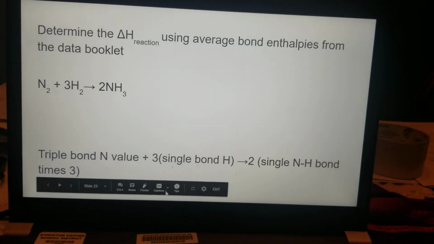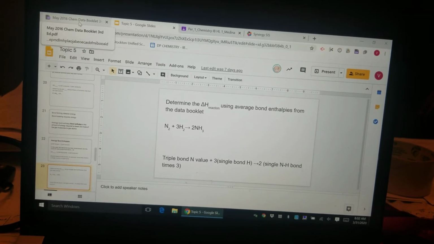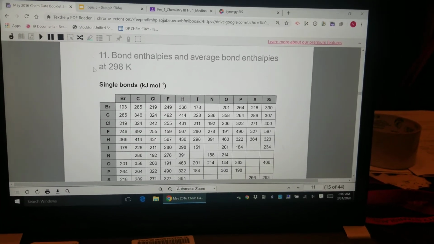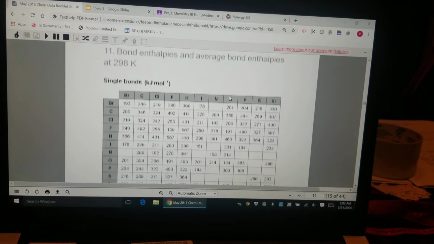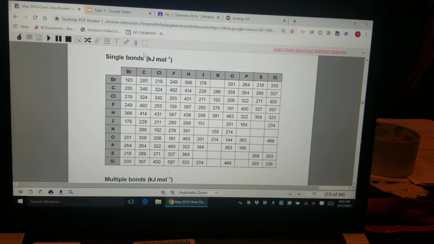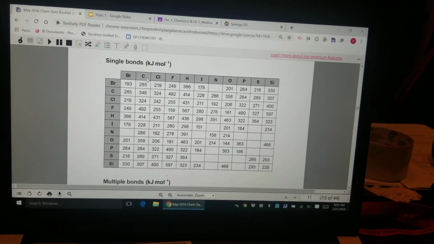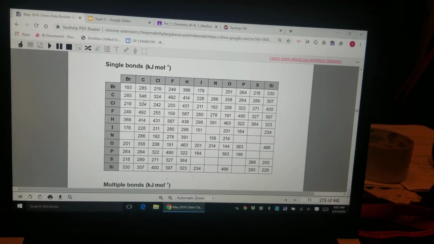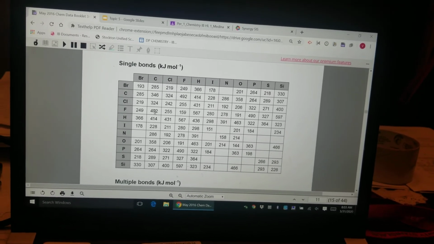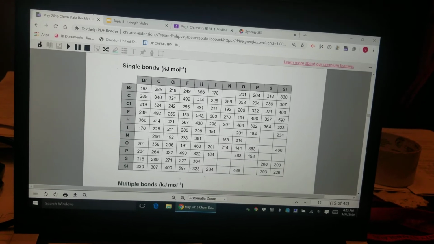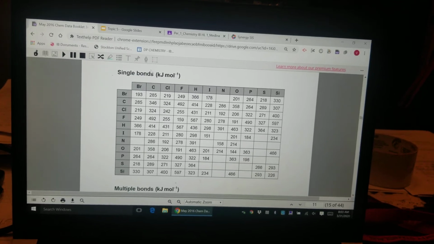All right, so really quick, let's look at our data booklet. So again, you guys have access to that. It's page 11, bond enthalpies and average bond enthalpies. So check this out. You are going to use this table to see, okay, is a carbon bonded to a carbon? If so, the value would be 346. Is a fluorine bonded to a hydrogen? You'd have to come down here. The value would be 567. Okay? These are for single bonds.